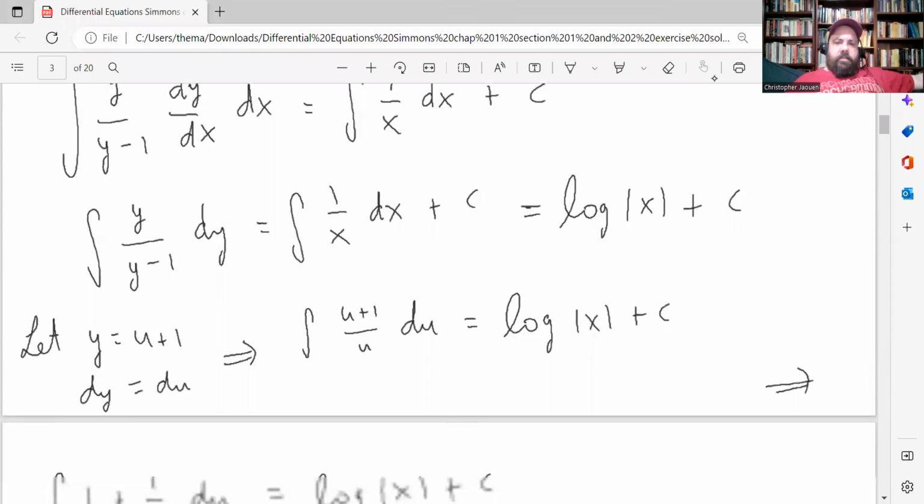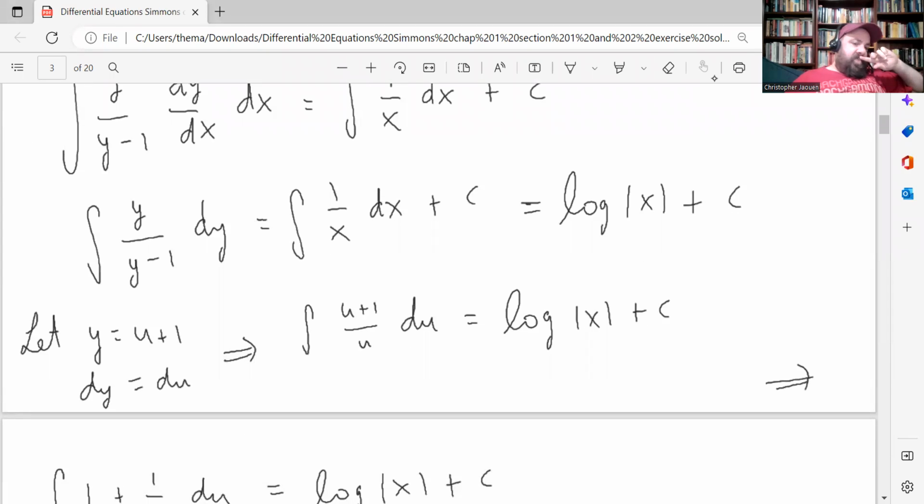Let me just scroll down. On the left-hand side, you let y equal u plus 1. The differential then is dy equals du, and then you plug it in. You get u plus 1 over u du on the left-hand side. The right-hand side is just a straightforward integral. The integral of 1 over x dx is the natural log of the absolute value of x plus c.